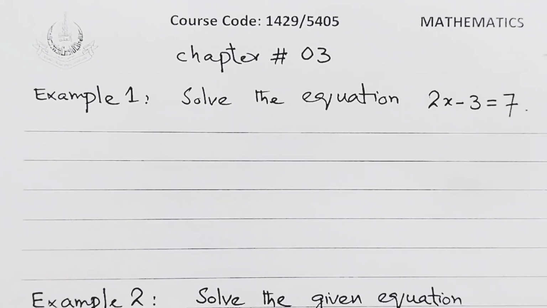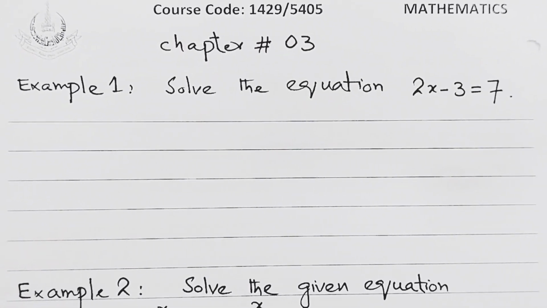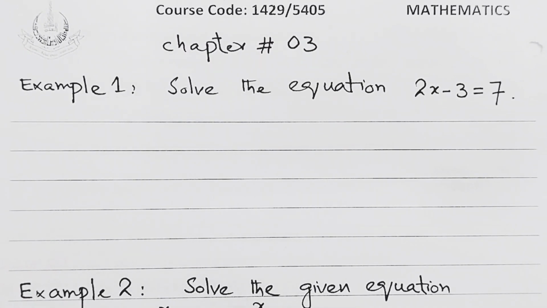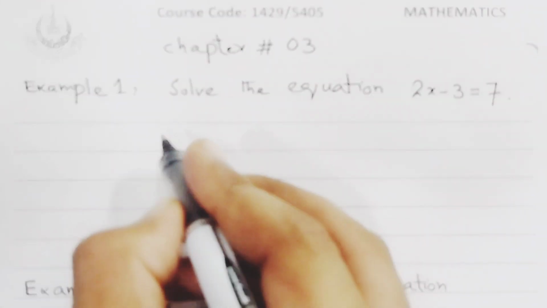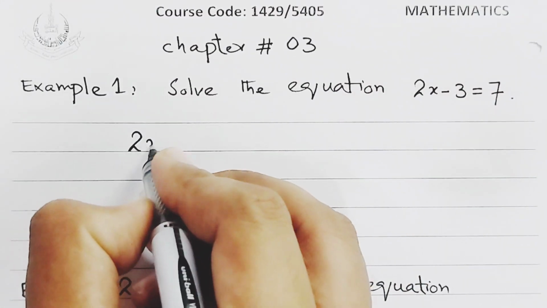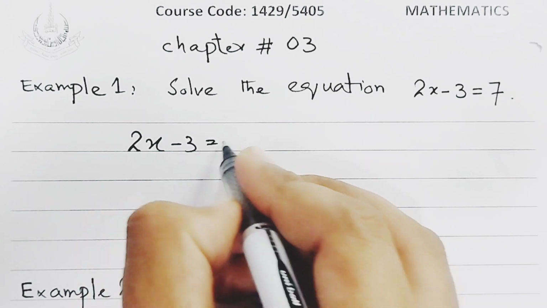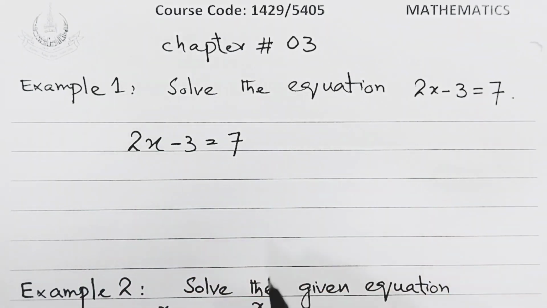Dear students, now we will move to chapter number 3, example number 1. Example number 1: solve the equation 2x minus 3 is equal to 7. Dear students, we have just discussed in the introduction that we could find the value of the variable in this equation. So the same procedure we will adopt here. 2x minus 3 is equal to 7. Now we will find the value of x.